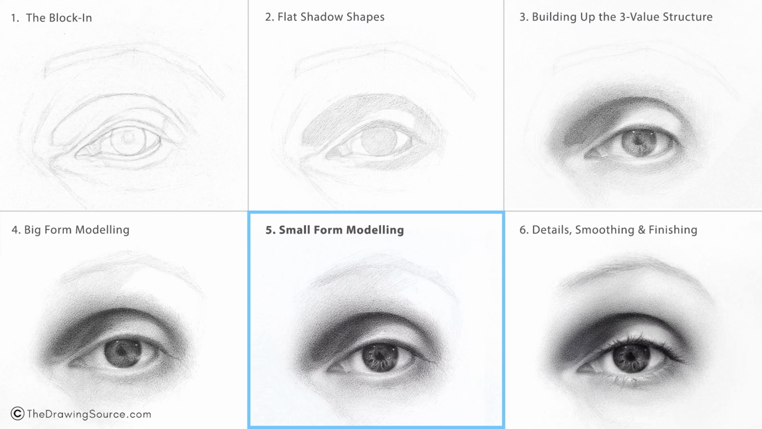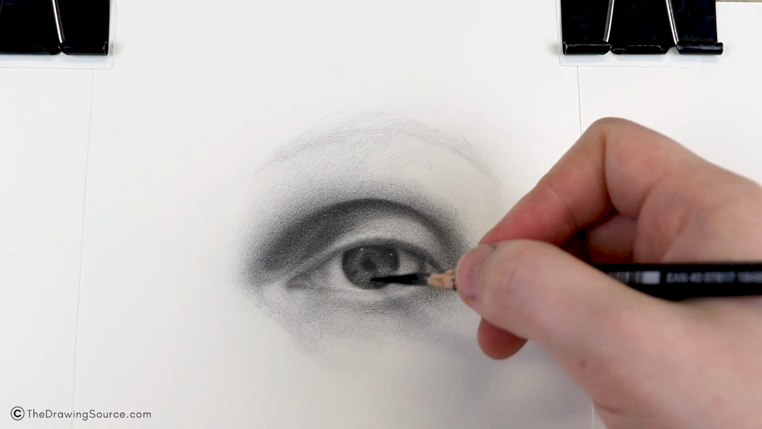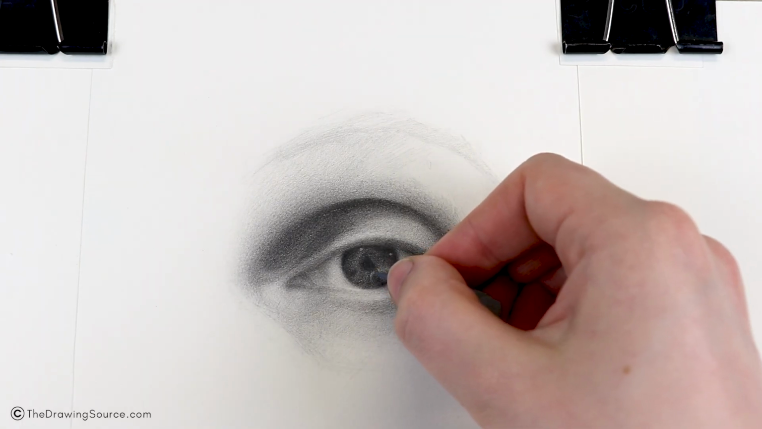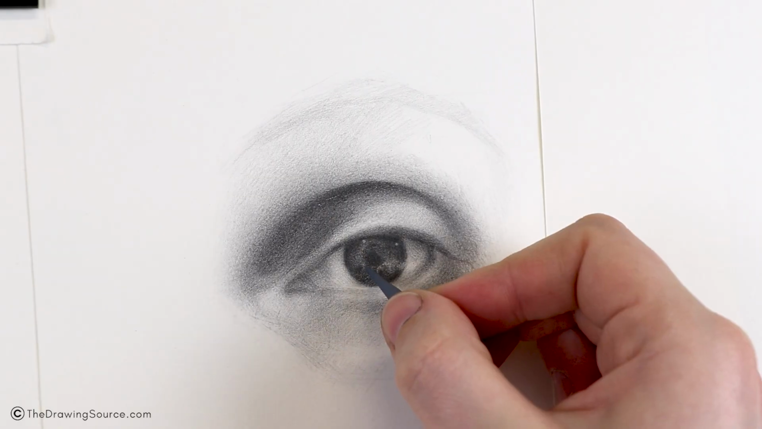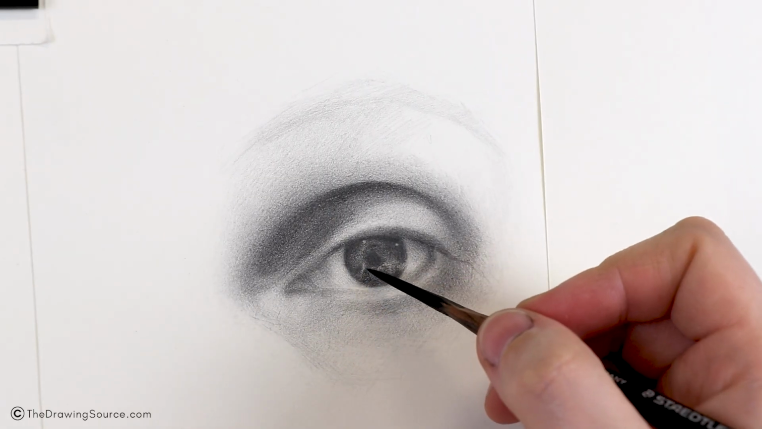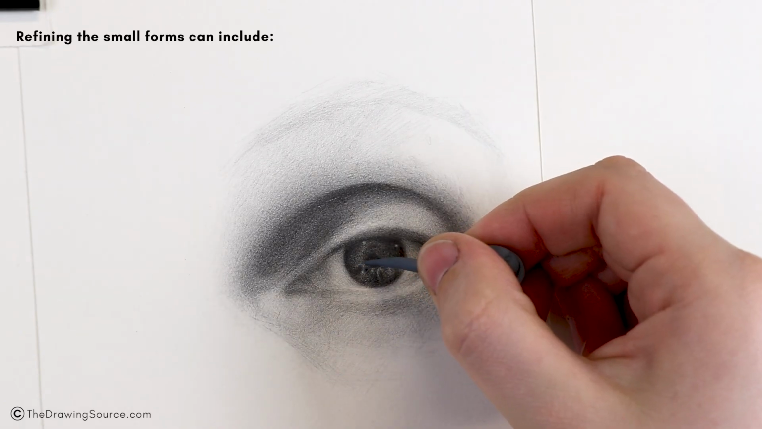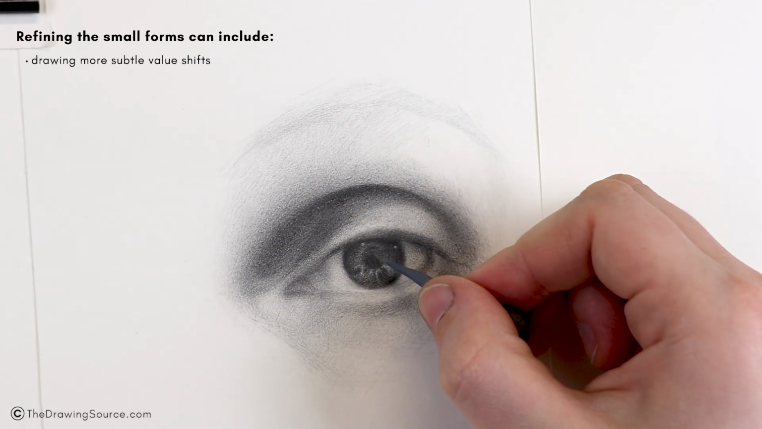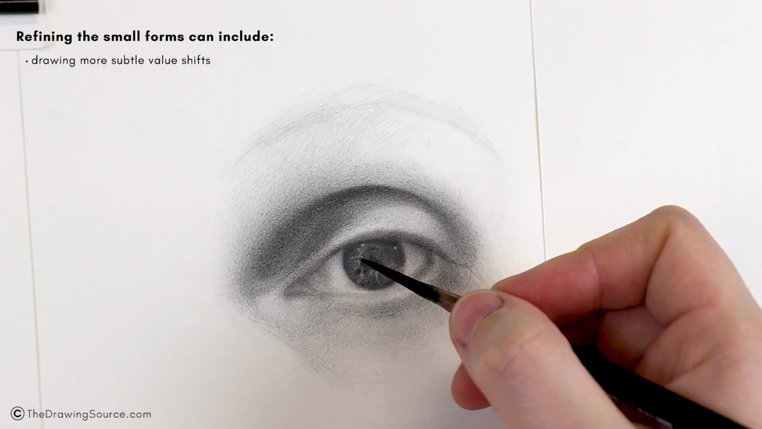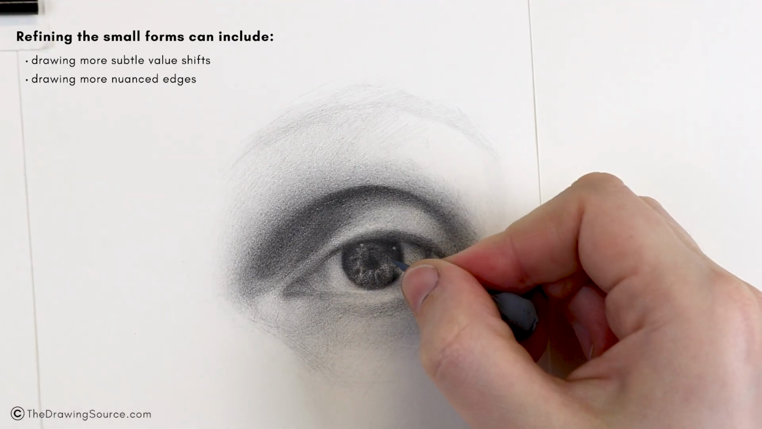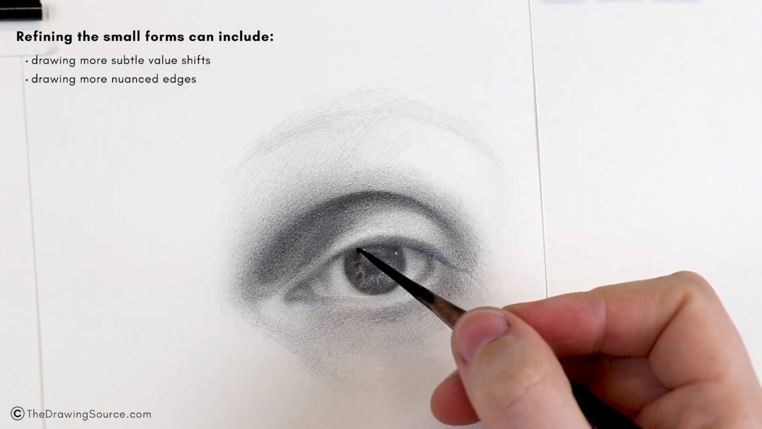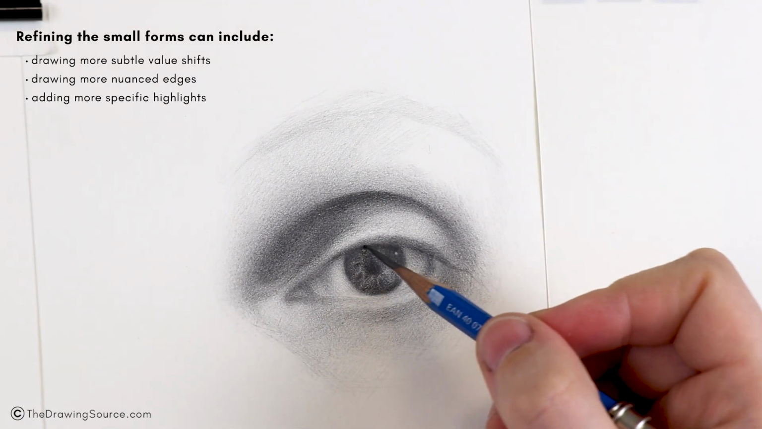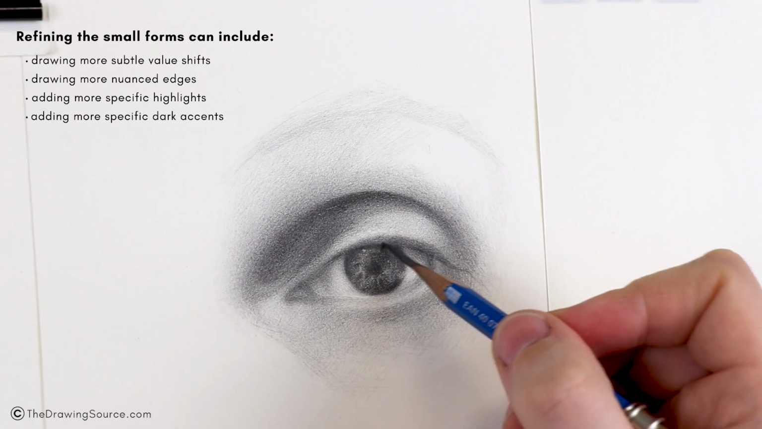5. Small form modeling. Once the larger forms of the eye are convincingly turning and looking dimensional, we can turn our attention to refining the small forms, such as the iris and pupil, which I finally start adding some detail to. Refining the small forms can include drawing more subtle value shifts, value differences, drawing more nuanced edges, noticing where there are slightly sharper or slightly softer edges, and indicating them in the drawing. Adding more specific highlights or dark accents.